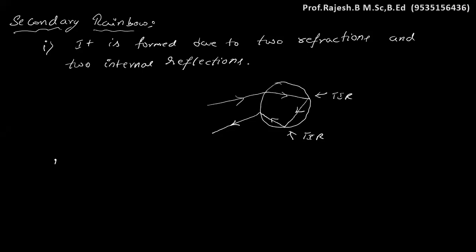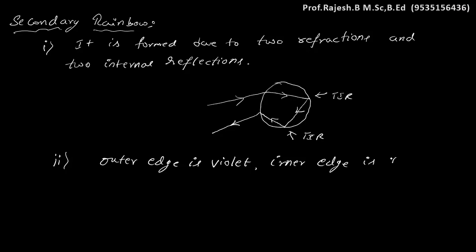So we have the outer edge as violet, whereas the inner edge is red. Opposite to the primary rainbow. But this does not appear very dark. Its intensity is less. It does not look very bright, the colors appear very light. Intensity is less for this.